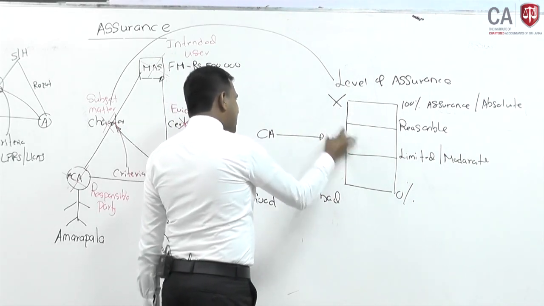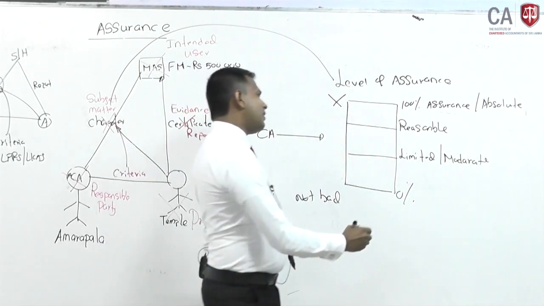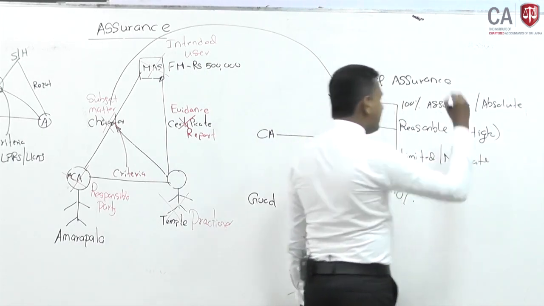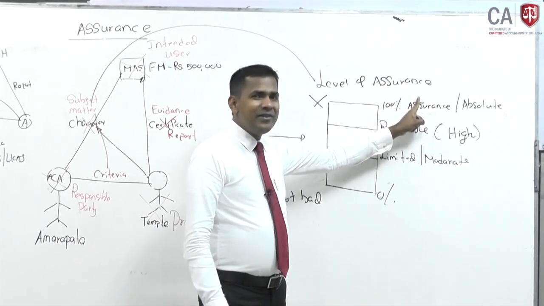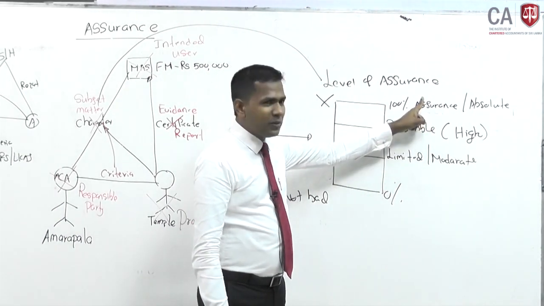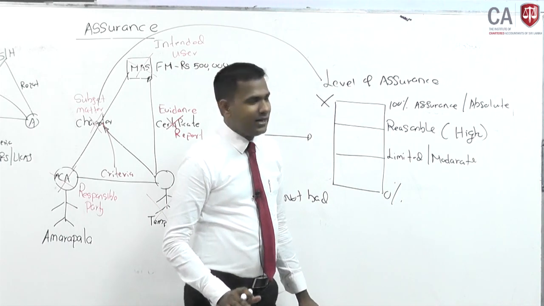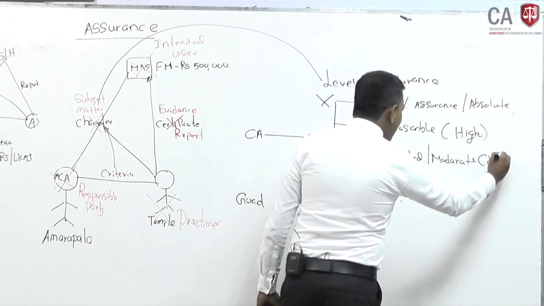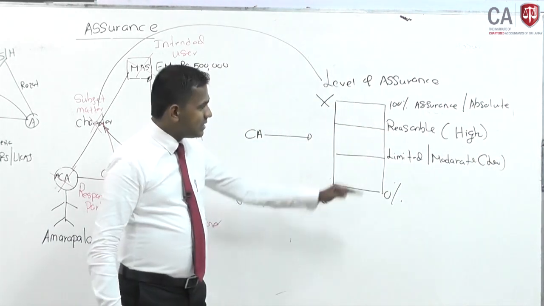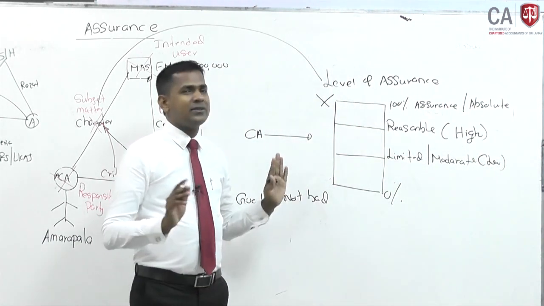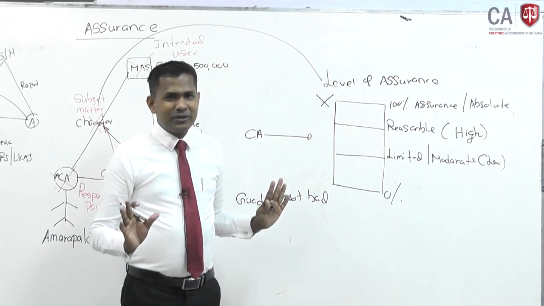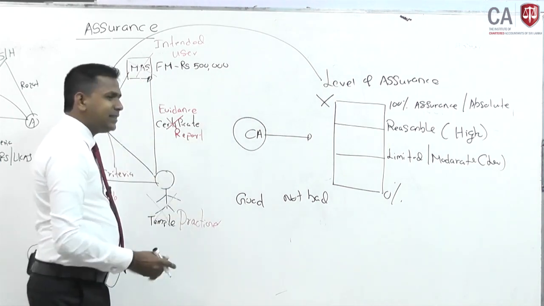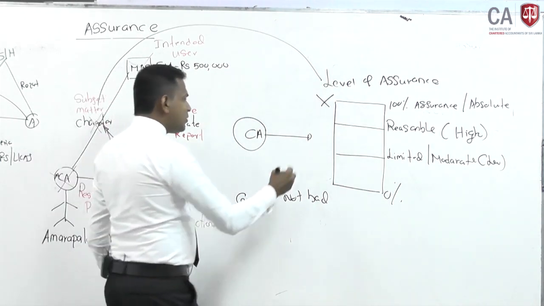Reasonable assurance means a high level assurance, but not 100%, right? And the limited assurance is a low level assurance, but some type of assurance is there. So being a chartered accountant, when he is providing his services, he has two options to go.